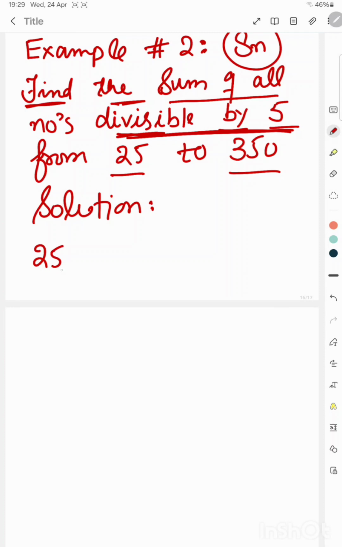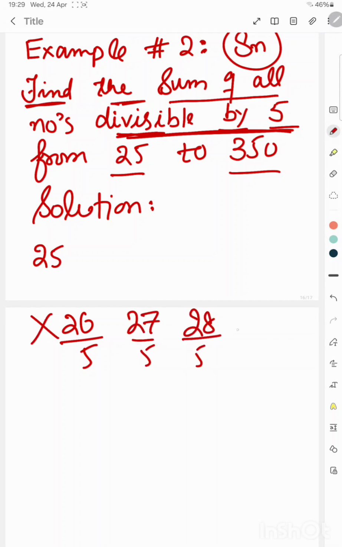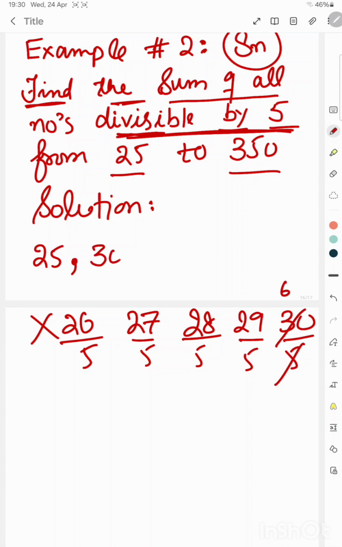Next number will be 26. Is 26 divisible by 5? No. Is 27 divisible by 5? No. 28? No. 29? No. 30 is divisible by 5, yes. 5 ones are 5, 5 sixes are 30. So here the second term will be 30.